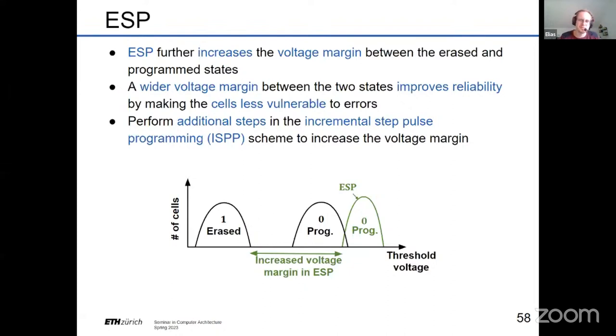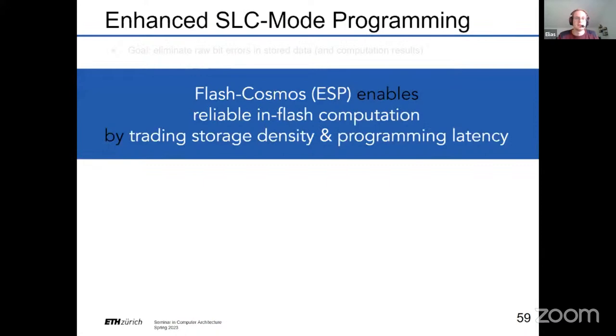And this is performed with some commands you can issue to the flash chips, called incremental step pulse programming, to move this hump further up. But as you can probably guess from the name, if I want to move the hump further up, I have to do more incremental step pulses. So it increases the latency of programming cells. Yes. So ESP enables reliable in-flash computation by trading storage density and programming latency.